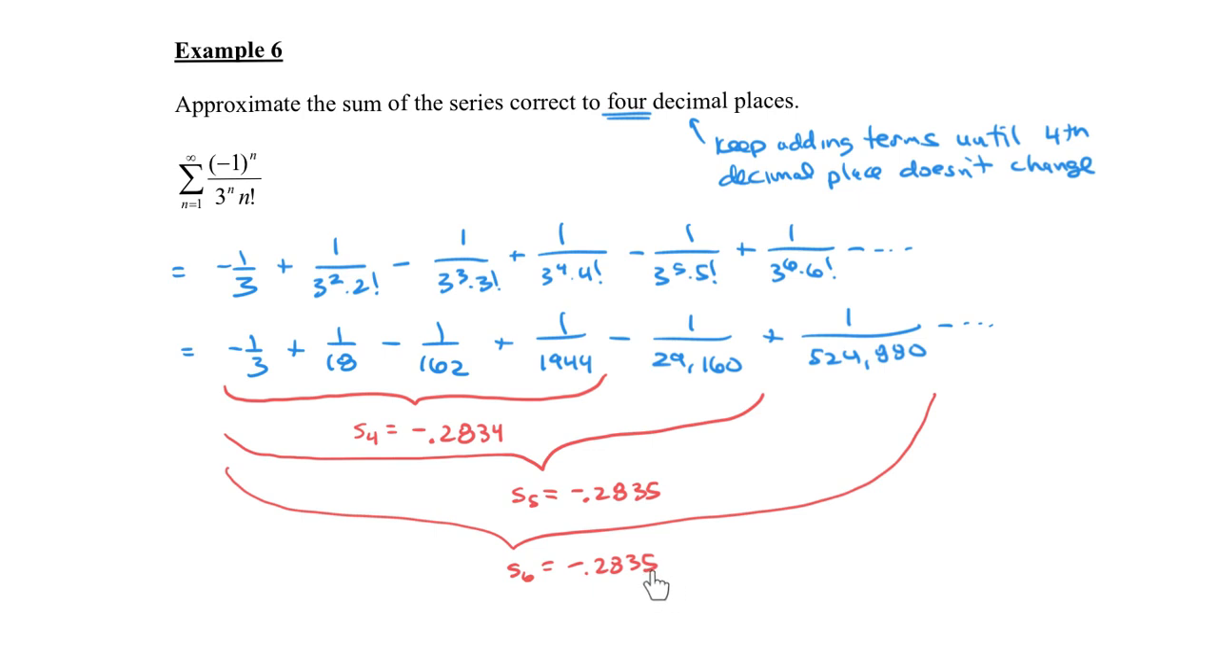It's done. So adding b sub 6, the 6th term, didn't change S sub 5 to the 4th decimal place. It changed it, but not to the 4th decimal place. So this sum then is the answer correct to 4 decimal places. This is the answer we're looking for. And you can do this one on the calculator too. I'll show you. It's a little bit quicker.